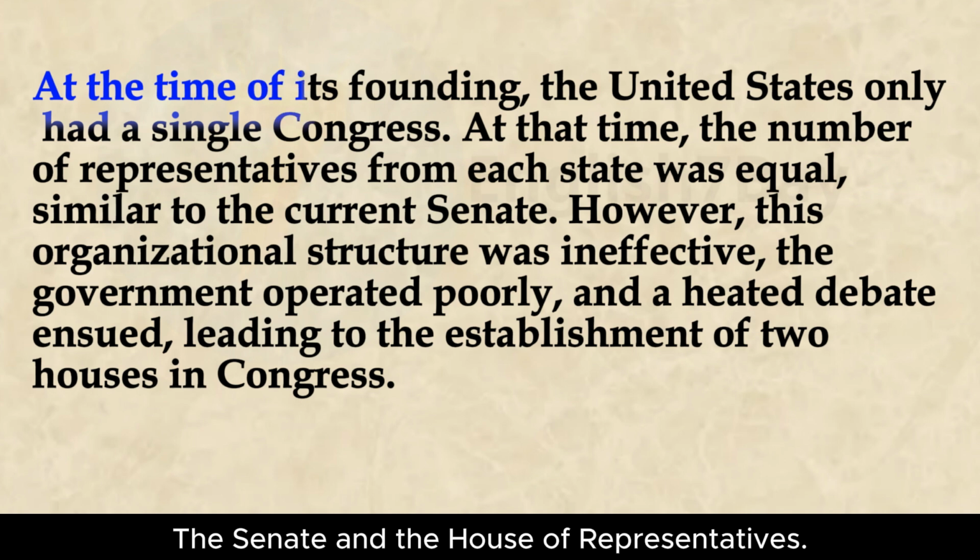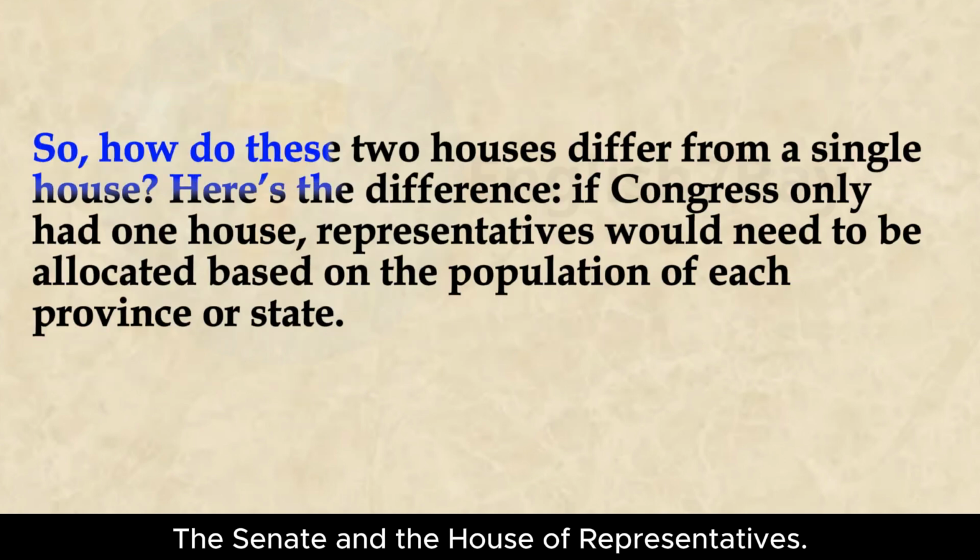At the time of its founding, the United States only had a single Congress. At that time, the number of representatives from each state was equal, similar to the current Senate. However, this organizational structure was ineffective, the government operated poorly, and a heated debate ensued, leading to the establishment of two houses in Congress. So, how do these two houses differ from a single house?